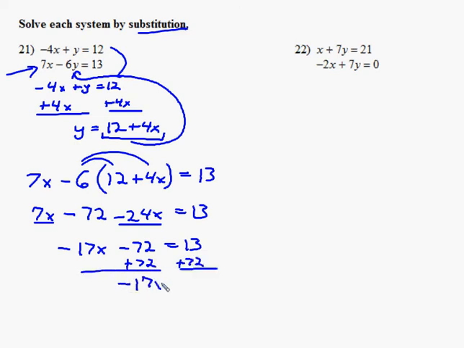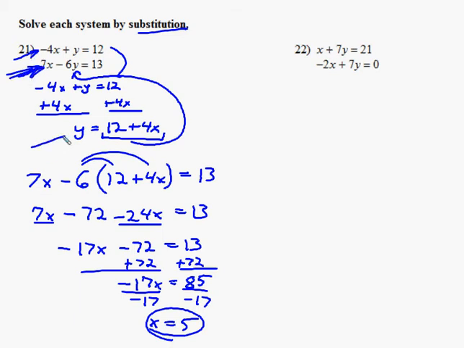Negative 17x equals 85. And dividing both sides by negative 17, you get x equals negative 5. We also have to find y, because again we're solving for a point that's going to make both the equations true. So we're going to take this one, we can plug it into this equation, or this equation. And this last one is the best one and the easiest because it's already solved for y.